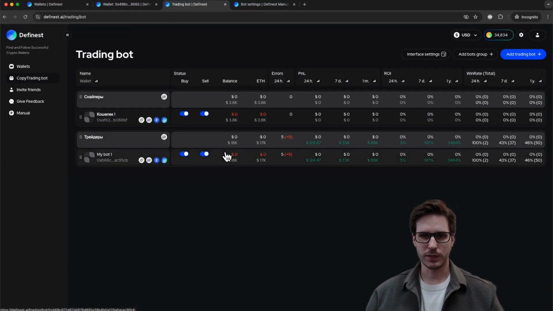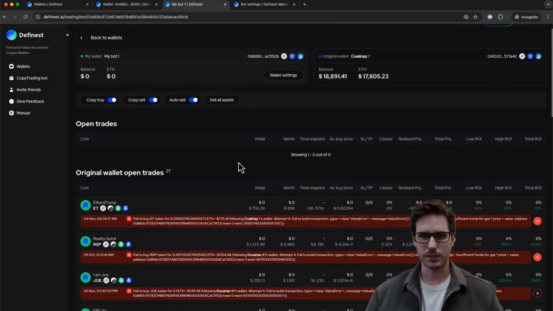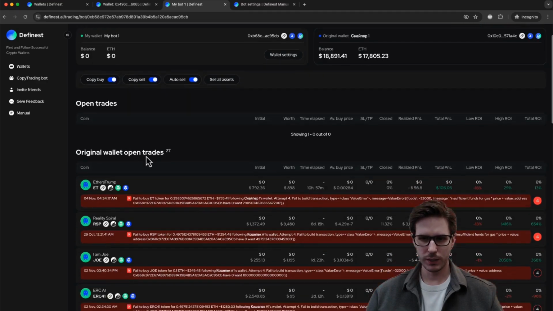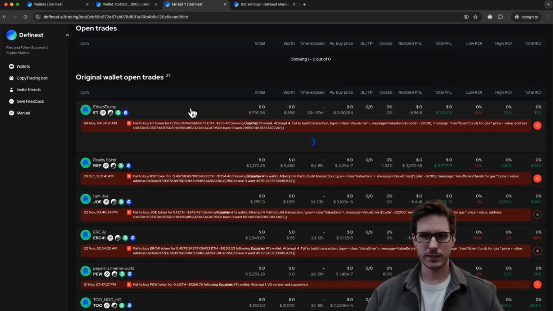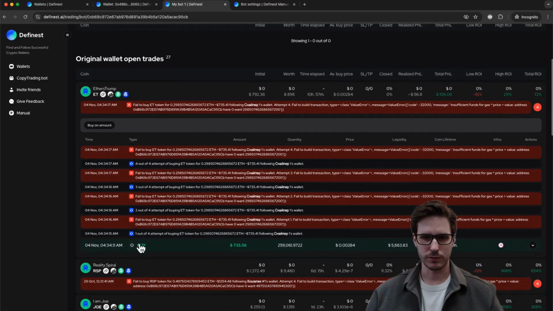Let's see what the wallet looks like, which I added earlier. I also did not replenish the balance, but nevertheless, transactions are tracked on it. There are errors everywhere, purchase errors, because we do not have enough balance. And accordingly, how it works. We see that the original wallet bought for 735. Next, our bot tried to buy 735 once, twice, 3, 4 times. This is the token, and every time there was a lack of balance.